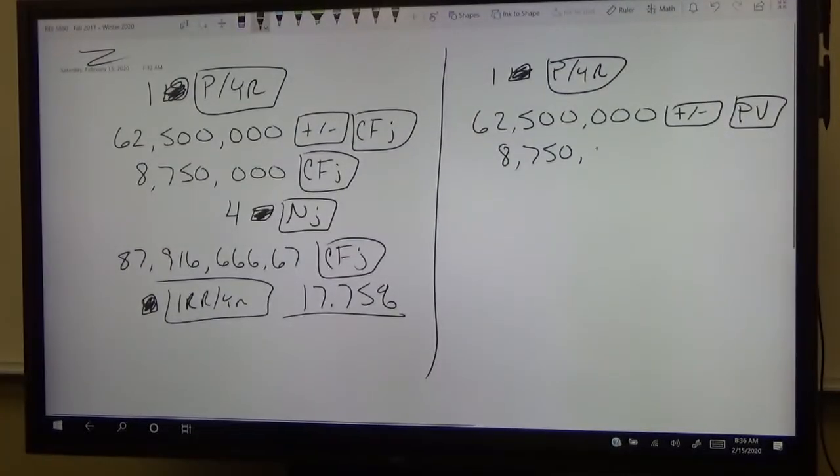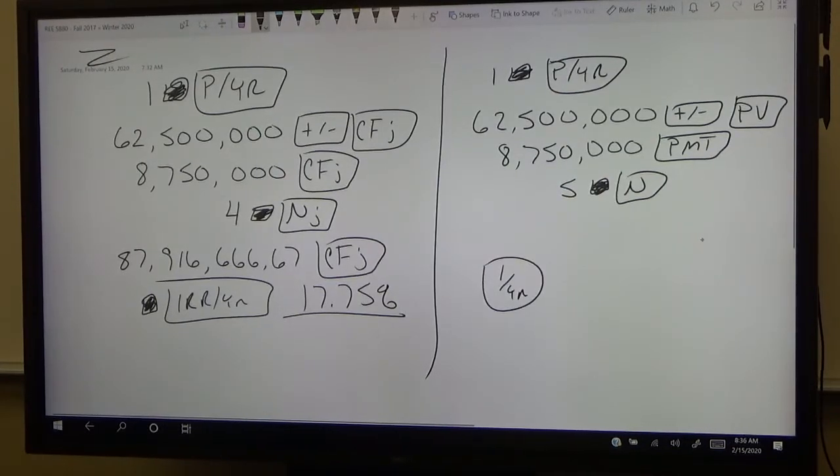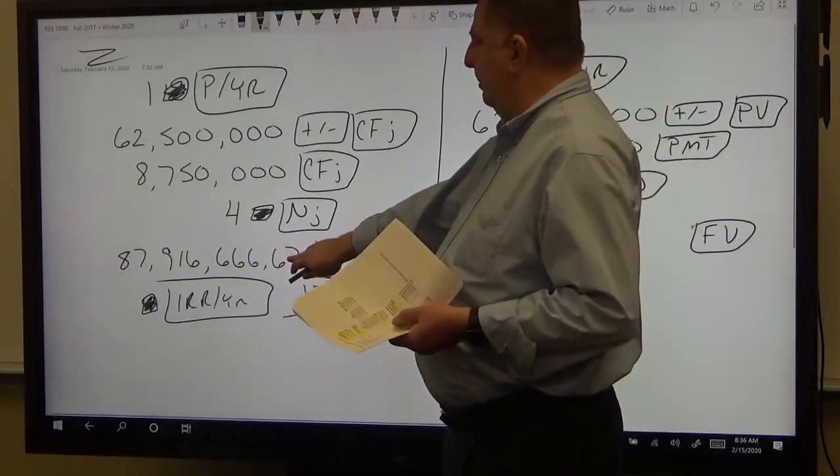Okay. Now, as I said, you could also have just done it as a present value, future value. Relatively the same setup in this particular case. You're still going to have 62,500,000. But now, instead of it being a cash flow, it would simply be what? Present value. Present value. Okay. The 8,750,000 would be a payment. It would occur for 5 years. But this is where it gets a tiny bit tricky, and that is for your future value, it is only going to be what? The minus, that minus 87.5. In other words, it's going to be this minus the 8750.